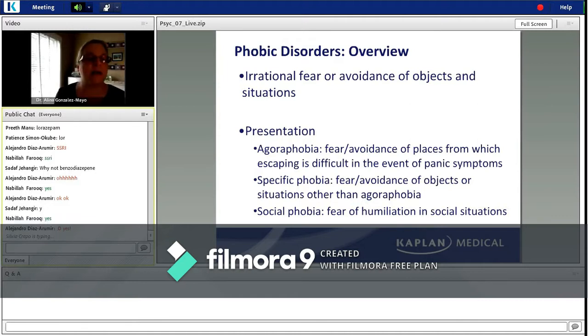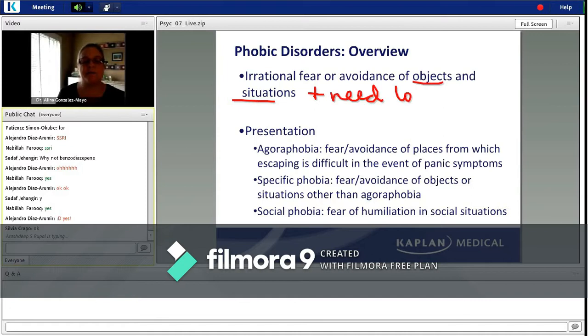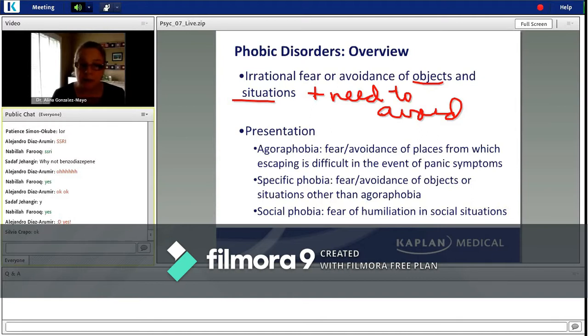Then we have phobias, and the definition of a phobia, let me get my color here, hold on. The definition of a phobia is the irrational fear of either an object or a situation and the need to avoid it. That's what phobias are. So not only are you afraid of certain things, but you do everything humanly possible to not come in contact with that one thing that you are afraid of. And if you do come in contact with that one thing, what typically happens is that you have massive amounts of anxiety.